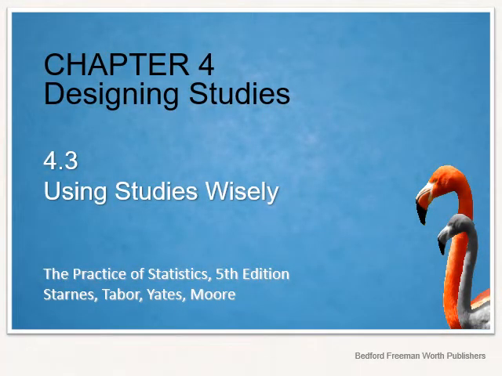This last part of our chapter, section 4.3, talks about some cautions that we have to be careful of, some things we have to take into consideration, and we have to limit how we use the results from some of our studies based on the type of study, whether it's an observational study or an experiment.